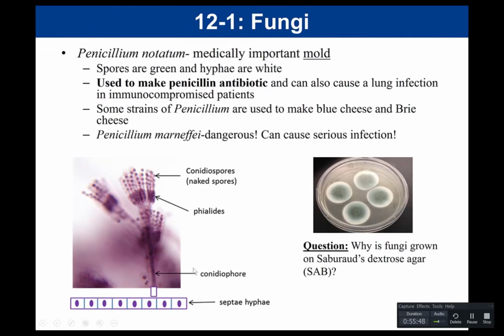Its aerial hyphae is called the conidiophore. Phore again tells you aerial hyphae. It has these phialides, which are structures that hold these spores. These spores are not encapsulated like Rhizopus, so these are naked spores, and they're referred to as conidiospores. Conidiospores are again used for asexual reproduction.